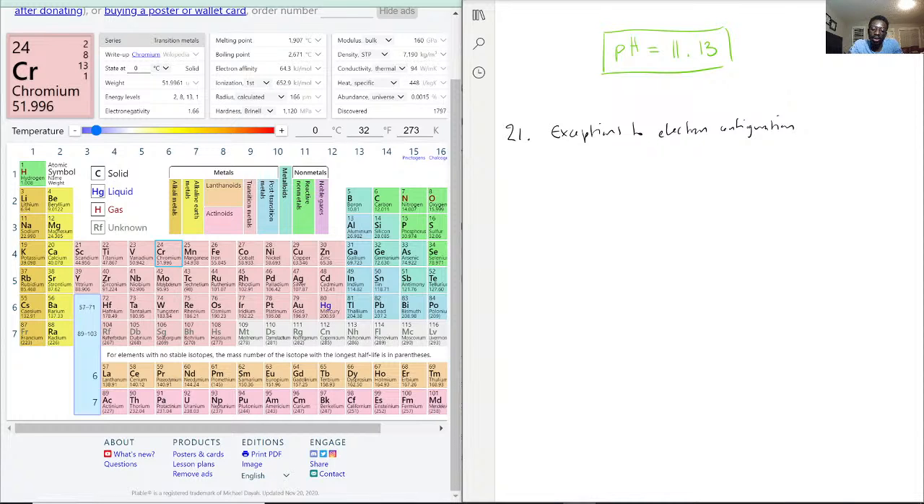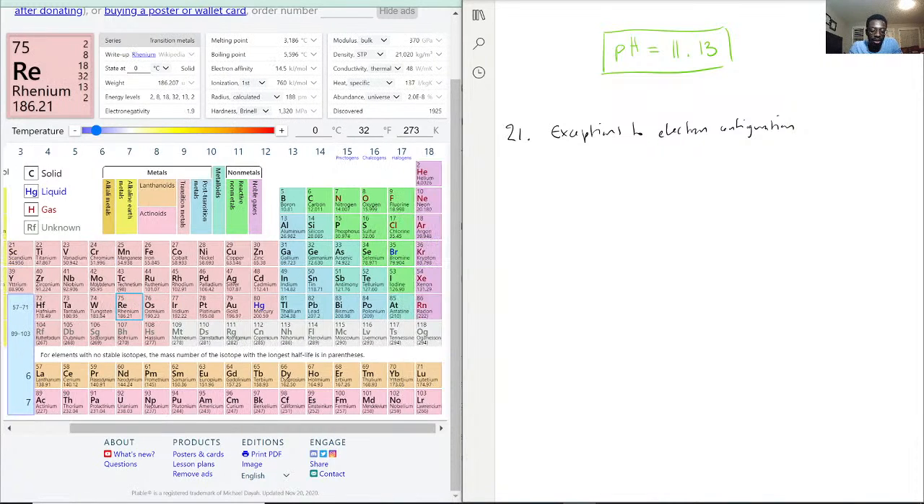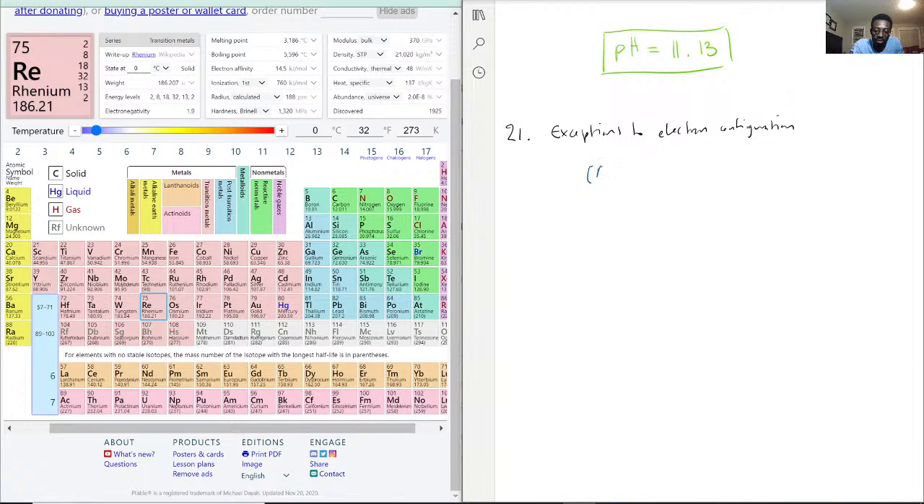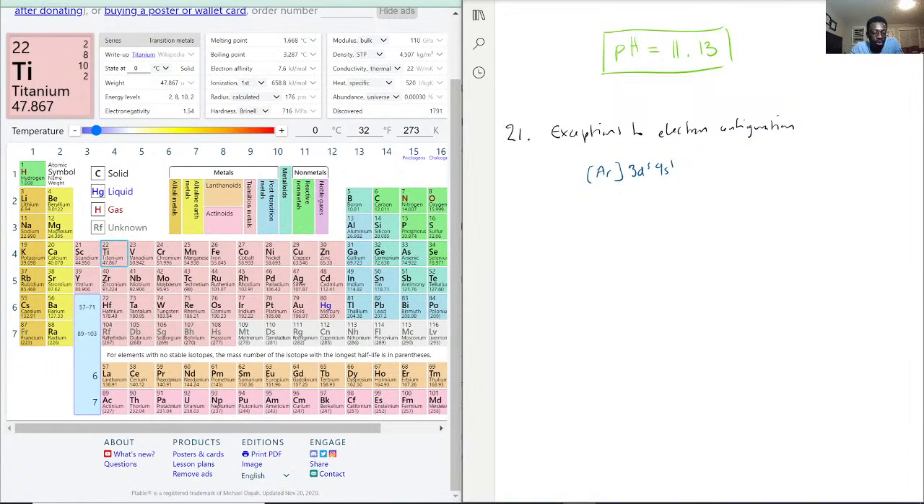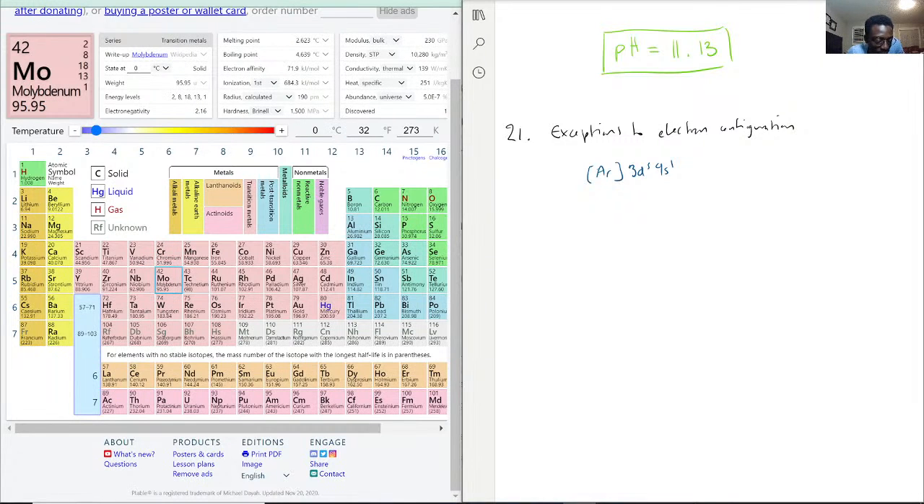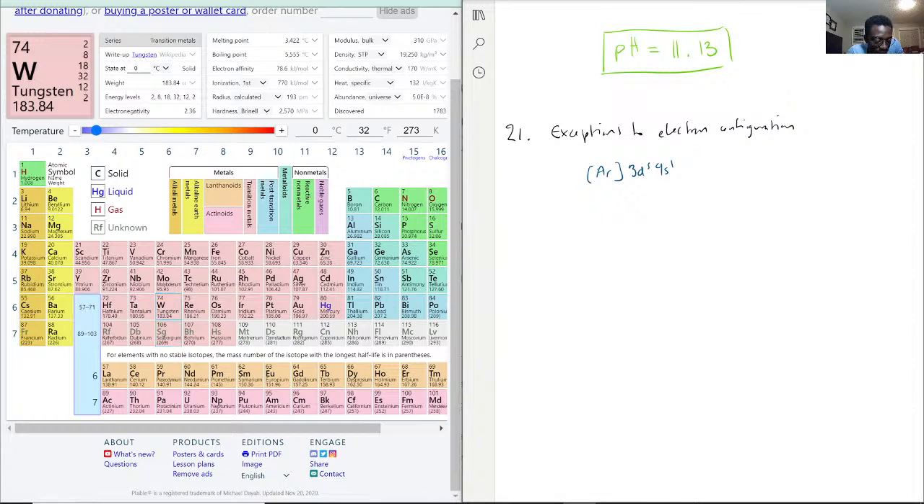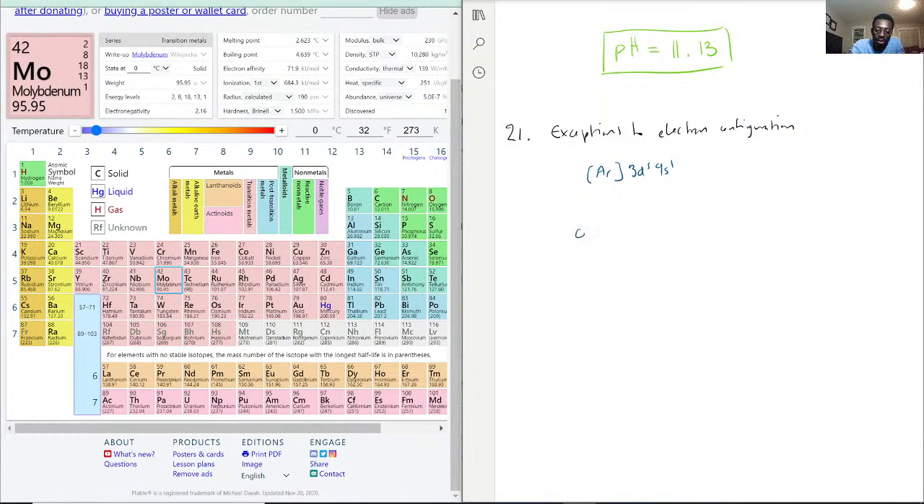We don't really seem to touch that from what I remember being taught. With exceptions, chromium, right? Remember when we started from the argon? It was 3D5 4S1, exactly, because it was one away. 1, 2, 3, 4. It used to be 3D4. So you can tell anything actually in the 6th column. That includes molybdenum, tungsten, and seaborgium, most likely. That would be your column 6, your first exceptions.